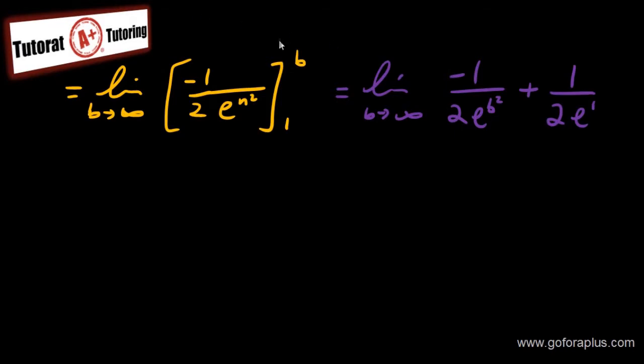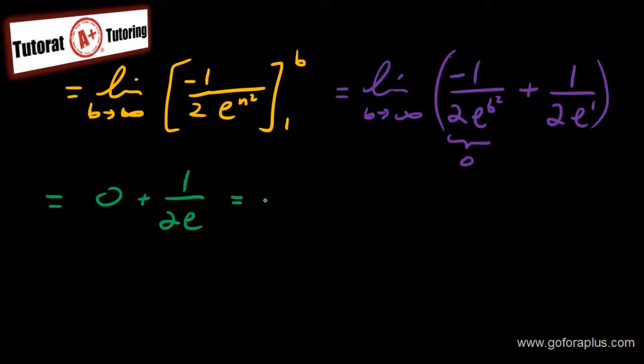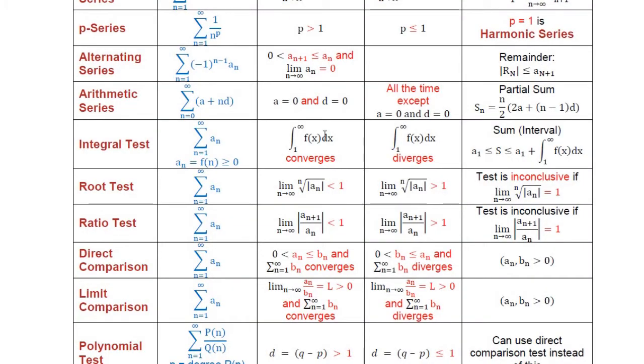Okay, so what happened on this side, right? Because I need to take the limit on both. So on this one, e to the infinity is just infinity. 1 over infinity is going to be 0. So this is 0. So therefore, I have 0 plus 1 over 2 times e, which is 1 over 2 times e. And this is actually convergent, right? So this is converging because it's a finite number.